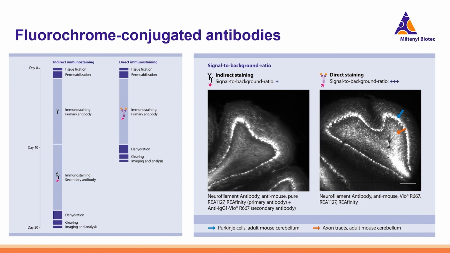Not only does this decrease the protocol timeline and simplify optimization efforts because it's one antibody instead of two, but we have also seen with our direct conjugate primary antibodies that signal to background ratios are enhanced, as you can see in this comparison image on the right.